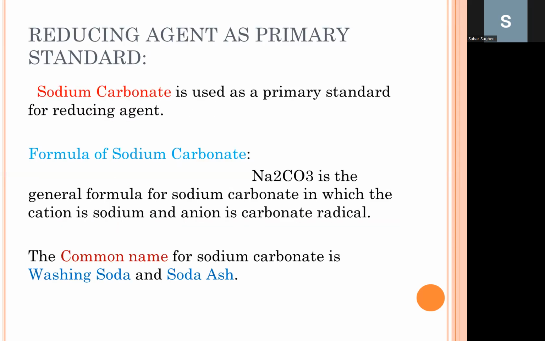And why is sodium carbonate used as a primary standard for reducing agent? So let me tell you the reason for using this: only those acids or bases, reducing agents or oxidizing agents, are used as primary standards which are stable and hence their strength does not change with time. They should be stable, their strength shouldn't change with time. And the strength of Na2CO3 also does not change, hence it is considered a primary standard.